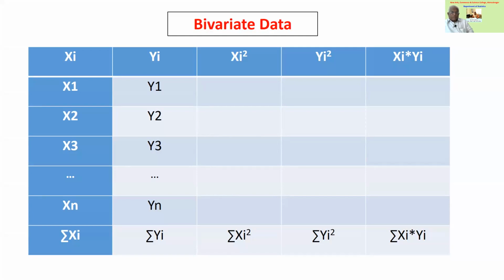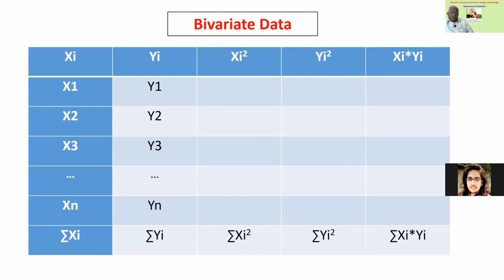Summation xi will give you the mean of x. Summation yi will give you the mean of y. Summation xi square will be used for the variance of x. Summation yi square will be used for the variance of y. Summation xi yi will be used for the covariance between x and y. And once you have the covariance and variances, the coefficient of correlation is very easy to obtain. It is the covariance divided by the square root of the variances.